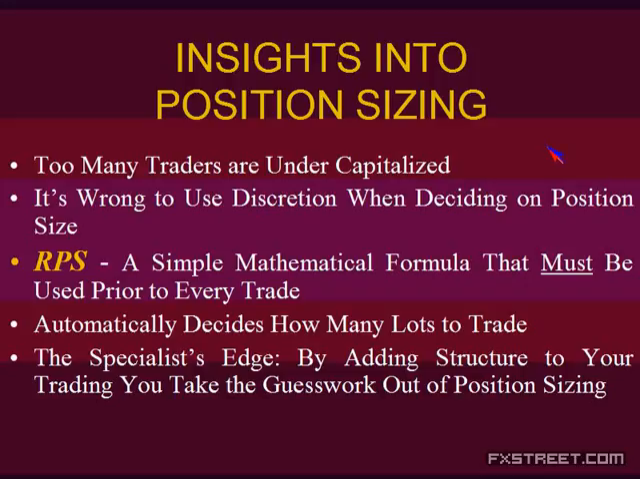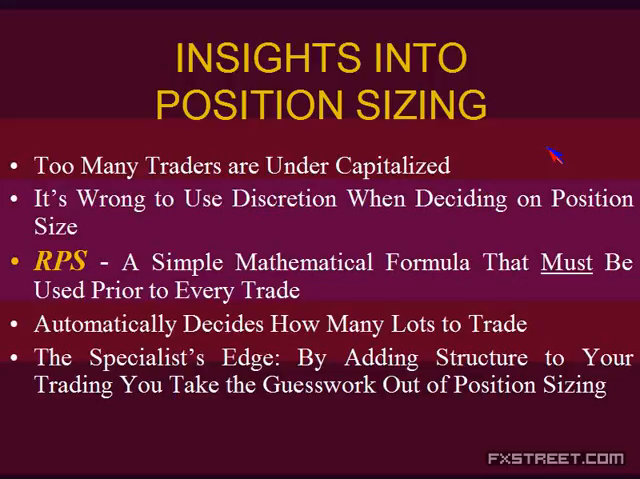So this is something that you need to learn. It's very simple. In fact, you'll probably all get it by the end of today's presentation. But you need to apply this method, the RPS method, mathematical formula, prior to every trade. This is how you're going to determine how many contracts or how many lots to be trading. As I said, it automatically decides how many lots to trade. And the best thing about this edge is that once you trade with the RPS method, you're adding structure. We're not complicating our trading. We're just simply adding structure, taking away the discretion, and taking the guesswork out of position size.